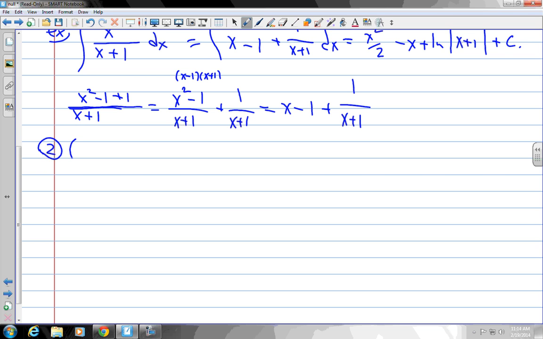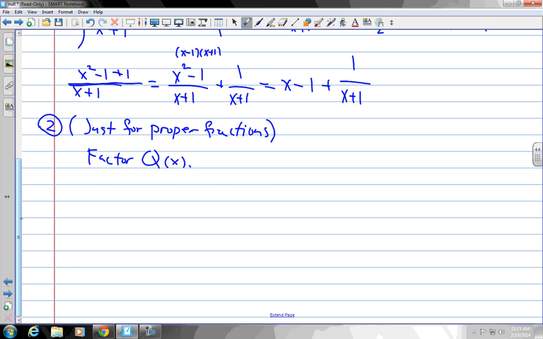So, just for proper fractions, first you will factor q of x. We'll cover all that. There'll be cases where it's an irreducible quadratic, and we'll look at that. So we're going to try to factor.